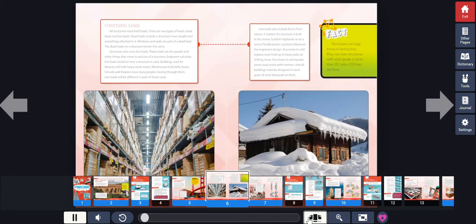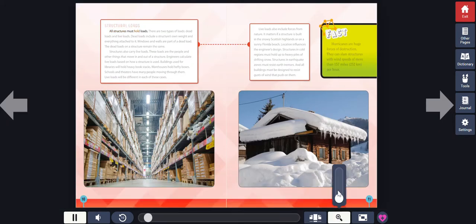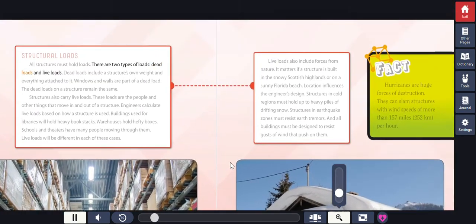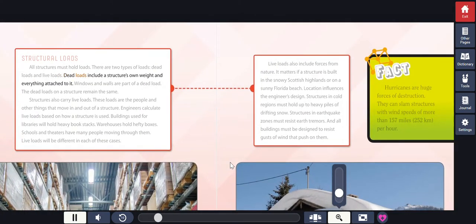Structural loads. All structures must hold loads. There are two types of loads: dead loads and live loads. Dead loads include a structure's own weight and everything attached to it. Windows and walls are part of a dead load. The dead loads on a structure remain the same. Structures also carry live loads. These loads are the people and other things that move in and out of a structure.